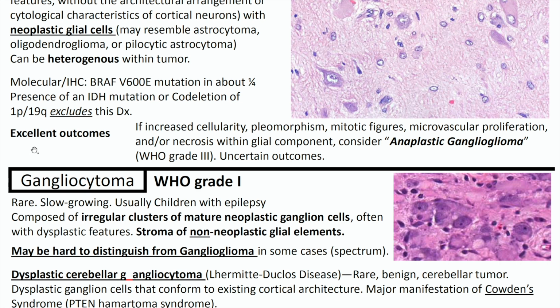And dysplastic cerebellar gangliocytoma, or Lhermitte-Duclos disease, probably pronounced that incorrectly, but that's alright, is a rare, benign cerebellar tumor of dysplastic ganglion cells that conform to existing cortical architecture. So this is a major manifestation of Cowden syndrome, which we know is associated with the mutation of PTEN.